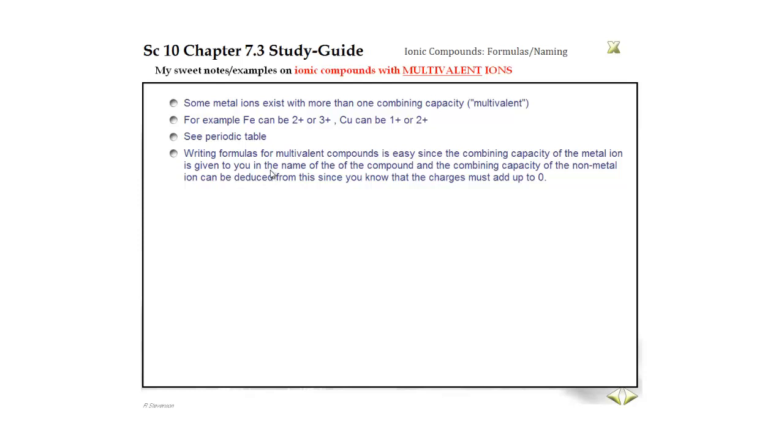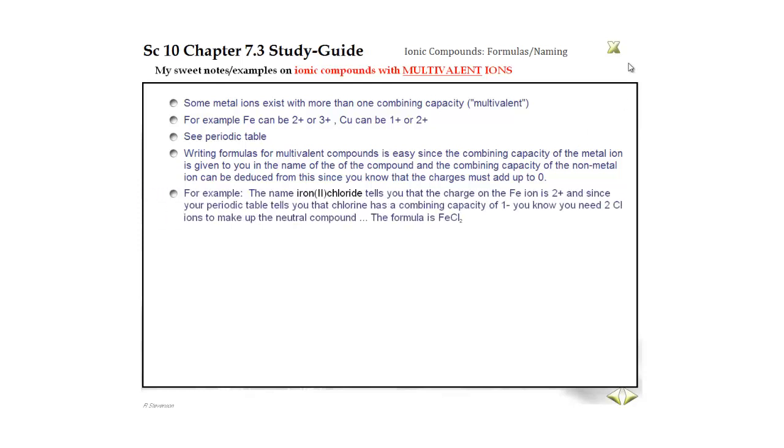Once you know the combining capacity of the metal, then you can simply figure out the combining capacity of the nonmetal simply by deduction, since you know the charges must add up to 0. For example, the name iron 2 chloride tells you that the charge on iron is 2+. That's what the 2 tells you in brackets. And since your periodic table tells you that chlorine has a combining capacity of -1, you know you need 2 chlorine ions to make up the neutral compound, and you end up with the formula FeCl2. So you should try one. What is the formula for nickel 3 bromide?